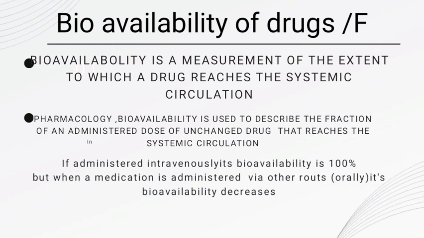Coming to bioavailability, it is denoted as capital F. F is nothing but a fraction. Definition: bioavailability is a measurement of the extent to which a drug reaches the systemic circulation. In pharmacology, bioavailability is used to describe the fraction of an administered dose of unchanged drug that reaches the systemic circulation. If we administer intravenously, the bioavailability will be at the maximum, 100%. But when the medication is administered via any other route, such as orally, its bioavailability will be decreased.